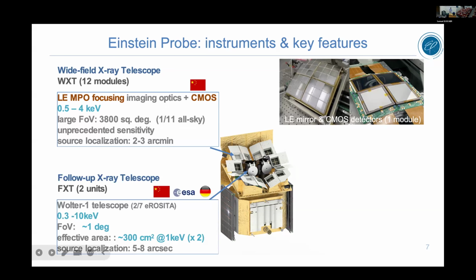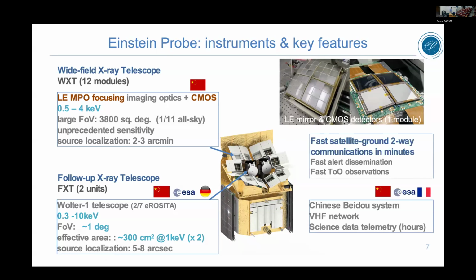And in the center, we can see 2 follow-up X-ray telescopes. The wavelength coverage is wider, and it also has much higher sensitivity and much better localization. And this is a collaboration between China, ESA, and Germany.